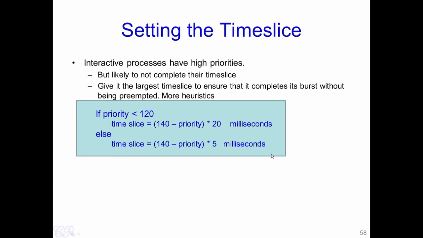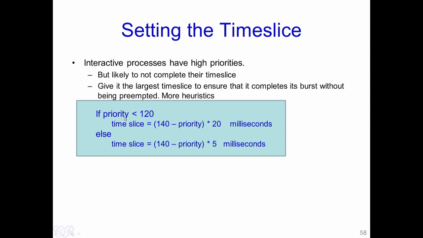Besides the dynamic priority, there is also the time slice which is adjusted by the scheduler. Essentially, interactive processes have high priorities, but they are more of I/O bound processes, and they are likely to have short CPU burst times. These processes, essentially interactive processes, are given the largest time slice to ensure that they complete their burst without being preempted. So, in order to set the time slice, we are using more heuristics such as this.